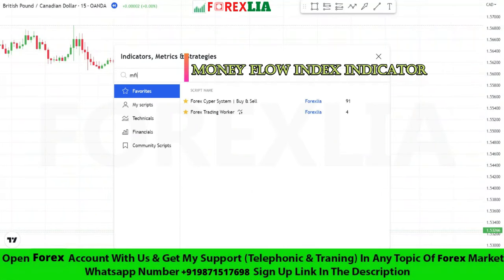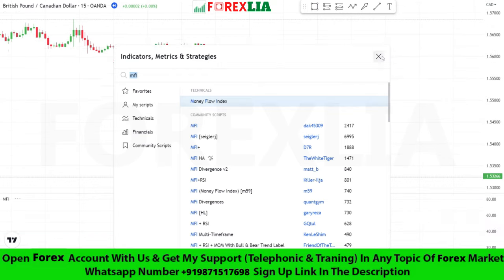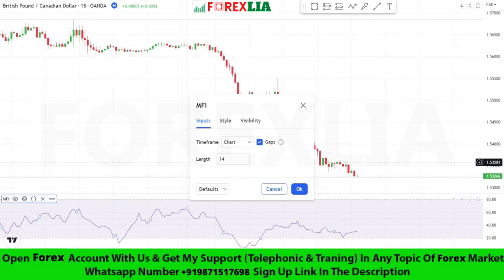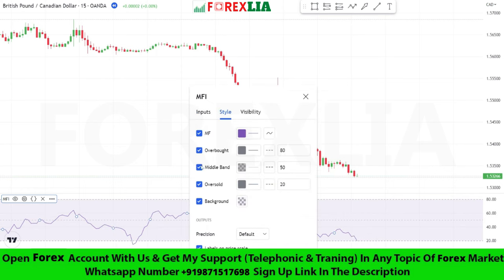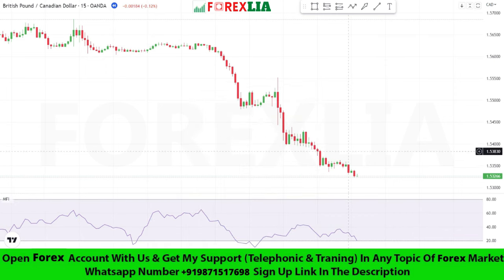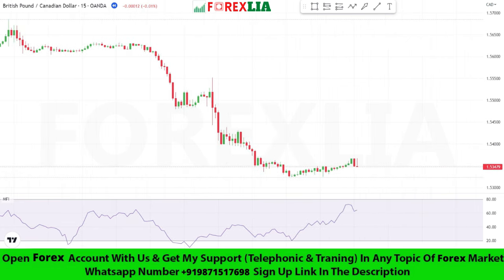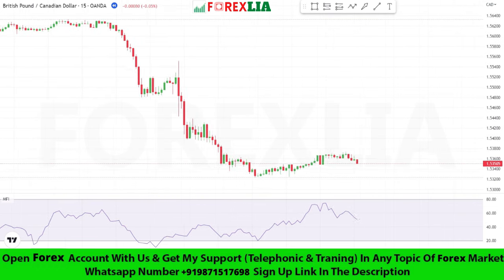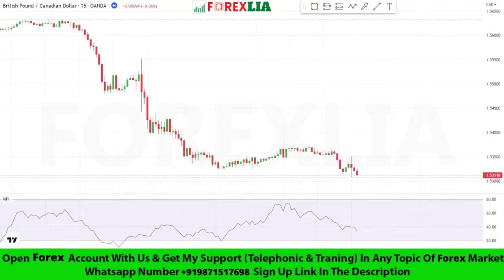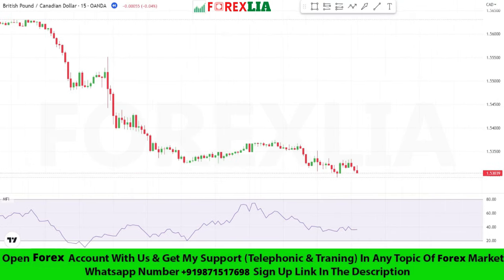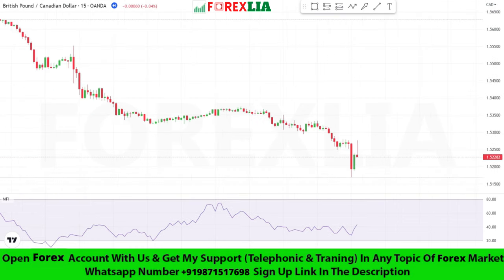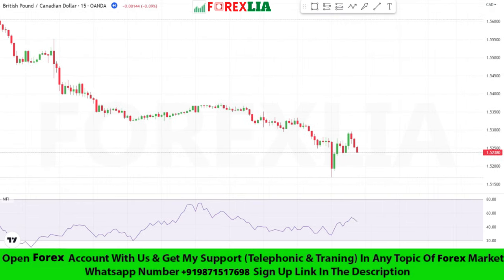Third indicator. For this strategy we need the money flow index indicator, with some settings changed. If the money flow index indicator crosses the 70 level line upward, then we take a buy trade.